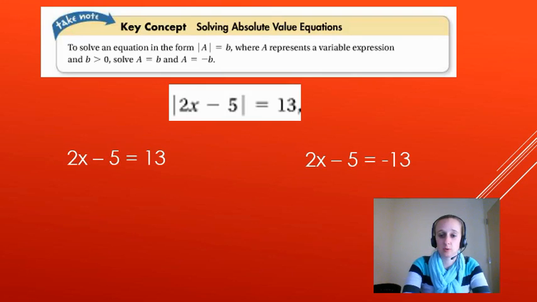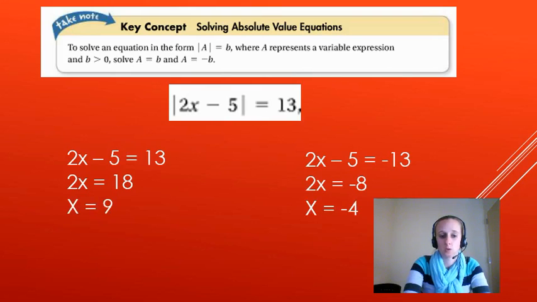You do have to solve both equations because x could be either value. So add 5 to both sides, and then divide both sides by 2. You have x equals 9, or x equals negative 4. If you were to graph this, it would just be your dots like the one before.